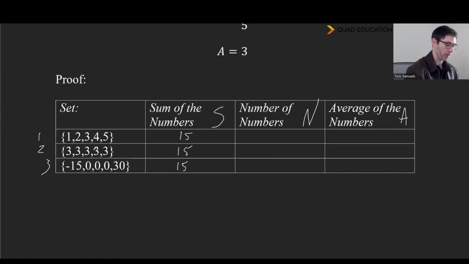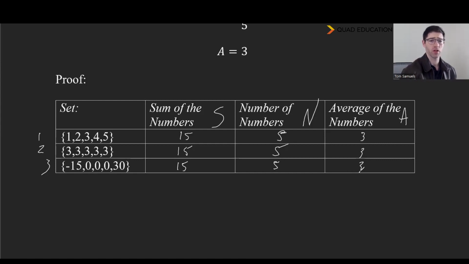And then pretty clearly, there are 5 numbers in the first set. Then there are also pretty clearly 5 numbers in the second and in the third set, which is to say we have the sum of 15 divided by 5 gives us an average of 3 for all of them. Hopefully this illustrates and proves that regardless of the specific values in the sets of numbers, when the sum of the numbers and the number of numbers are the same between 2 sets, the average of the numbers will also be the same.